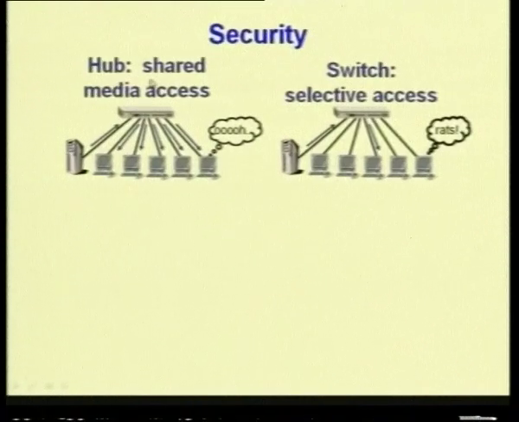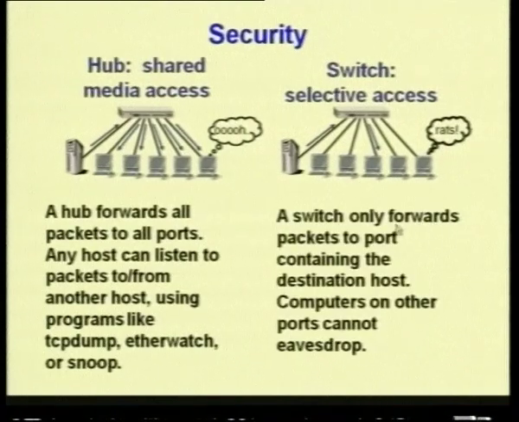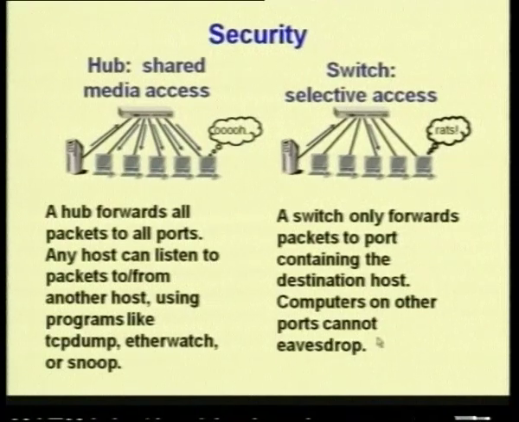When I have a hub, again it's a shared media access, so everybody can listen to all the transmissions that are taking place. So a hub forwards all packets to all ports, so any host can listen to packets to or from another host using programs like TCP dump, etherwatch, snoop and so on. So these are different application software available which allow you to do eavesdropping and find out all the data transmission that takes place in a network. But if I have a switch, on the other hand, the switch only forwards packets to ports containing the destination hosts. So other computers on other ports cannot eavesdrop. So it also provides a level of security.